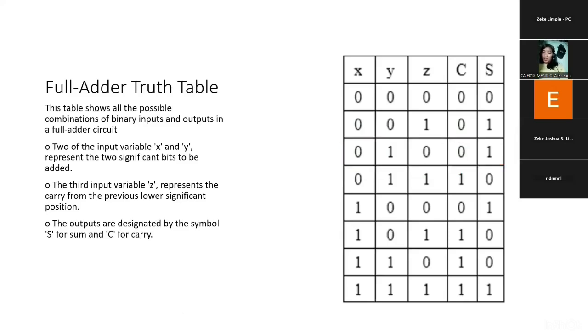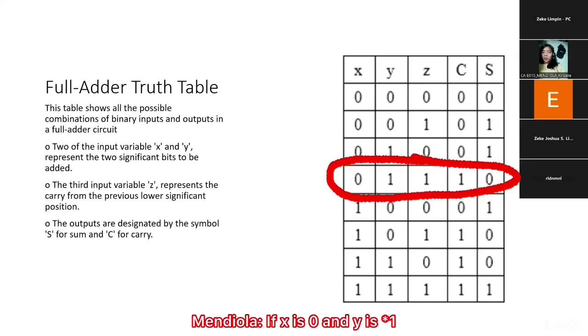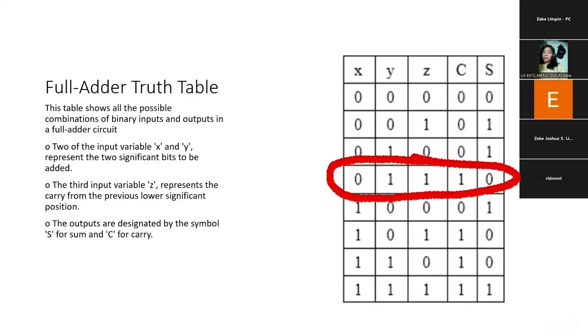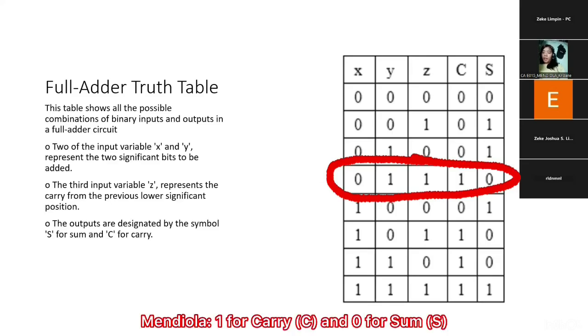Next is if x is 0 and y is 1, the carry from the previous lower significant position is 1. The output will be 1 for carry and 0 for sum.